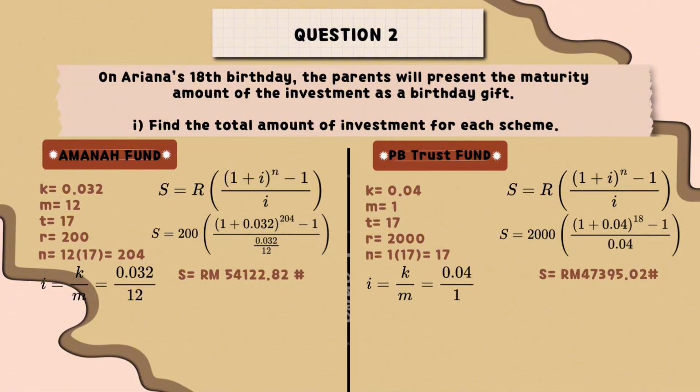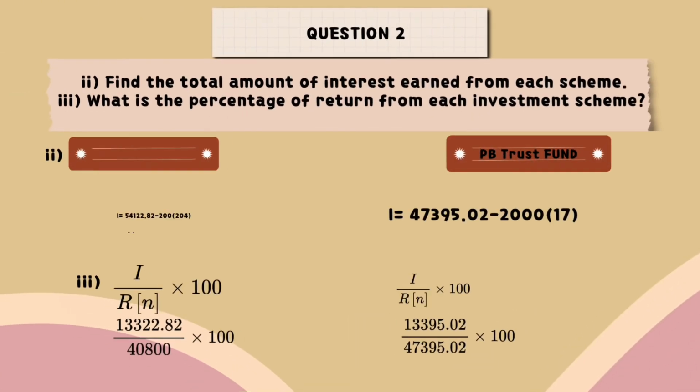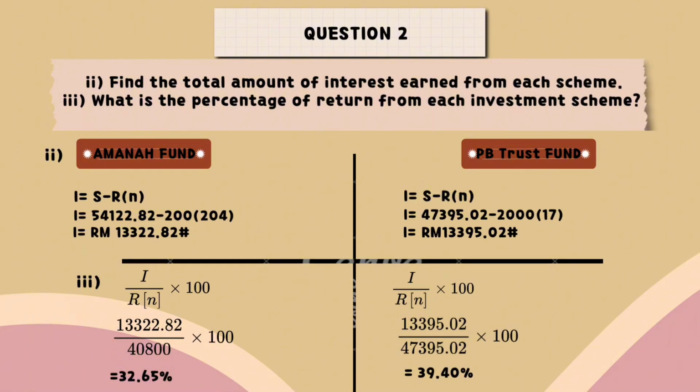Next, we use formula N equal to MT to find the number of interest periods during the investment. Also, we use formula I equal to K per M to know interest for a period. So yeah, we just calculate the future value. And for Amanah Fund, we got S equal to RM 54122.82. And for PB Trust Fund, we got S equal to RM 47395.02.